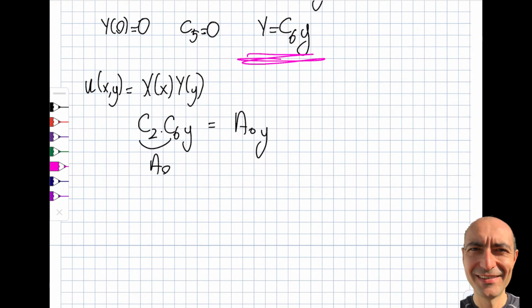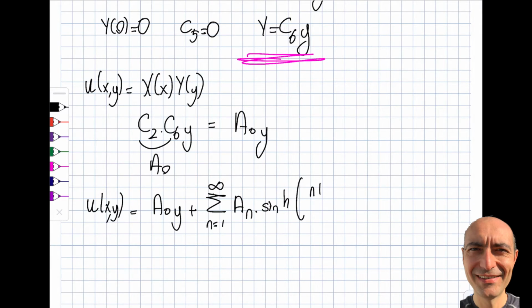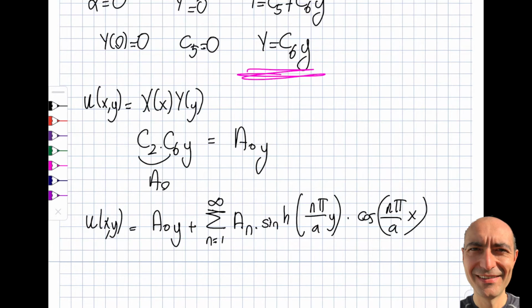So if I use the superposition as well, at the end of the day, I will get u(x,y) to be this way. I will have a0 times y, I showed you. Now it will be from n equals 1 to infinity. Why? Because we defined this when as a positive value, right? So I will have an times sinh of n pi by a y times cos of n pi by a x. Alright, the next step is now to find what is a0, what is an.